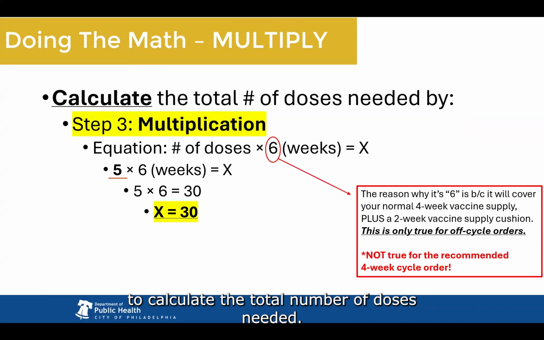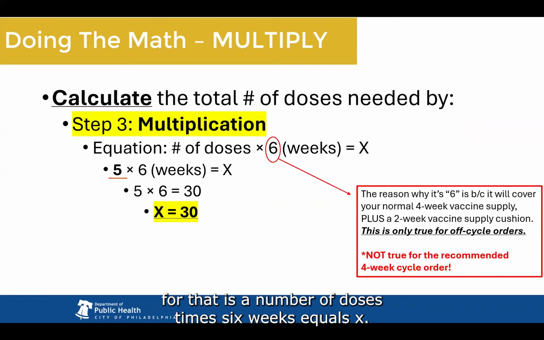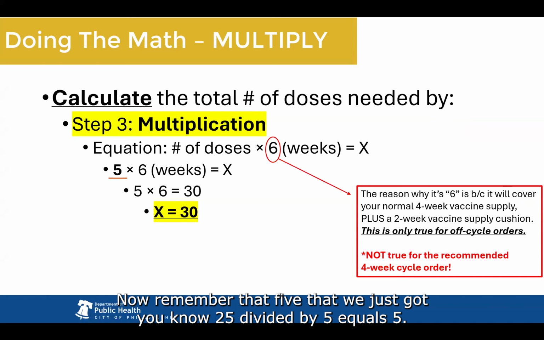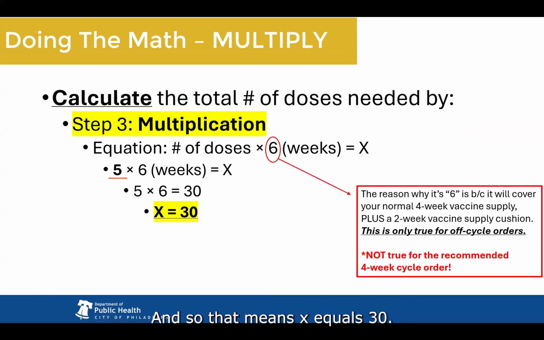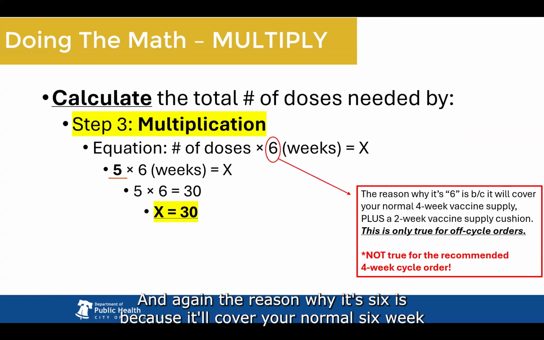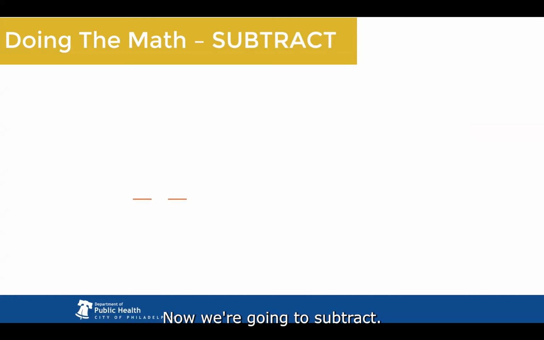Next, you want to calculate the total number of doses needed. And again, we're going to multiply. The equation for that is the number of doses times 6 weeks equals X. Now, remember that 5 that we just got, 25 divided by 5 equals 5. We're taking that 5 and plugging it in here. So 5 times 6 weeks equals X. And that's simple math. 5 times 6 is 30. And so that means X equals 30. And again, the reason why it's 6 is because it'll cover your normal 6-week vaccine supply plus a 2-week vaccine supply cushion. Now we're going to subtract.